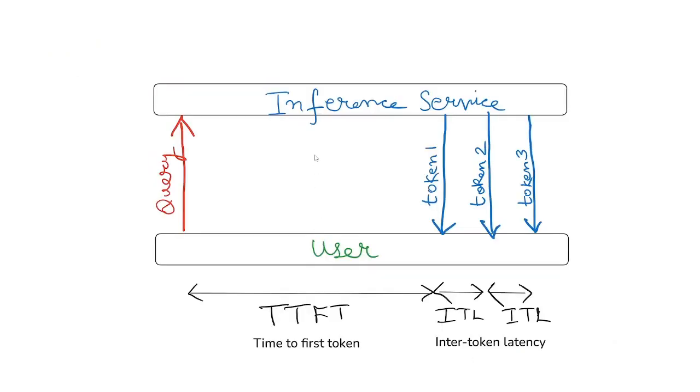There are a few metrics associated with inference, and specifically latency. Latency has 2 different numbers associated with it. Consider a user submitting a query to an inference service, and they receive tokens one after another, like this. The time between submitting the query and receiving the first token is called time to first token, TTFT. And the gap between subsequent tokens is called inter-token latency, or ITL. TTFT corresponds to the prefill stage and all the ITLs correspond to the decode stage.